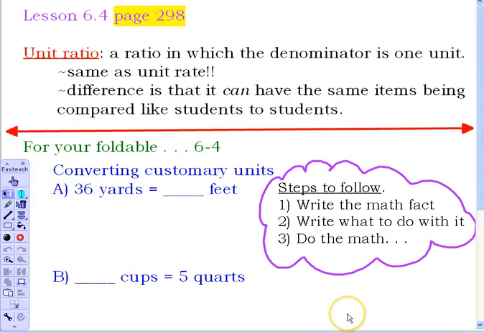Pause the video, copy down the vocab at the top, and then we just have 2 examples in our foldable for 6-4 today.